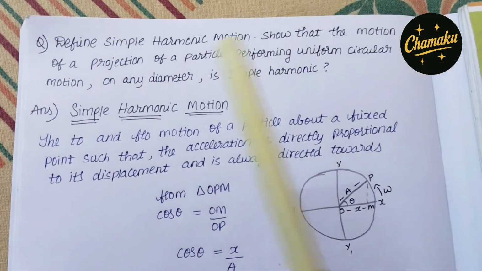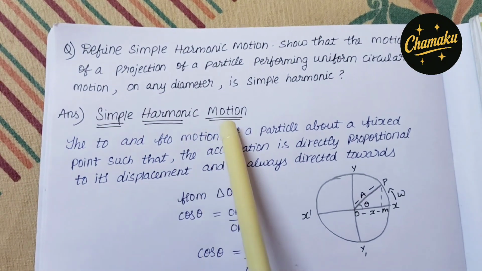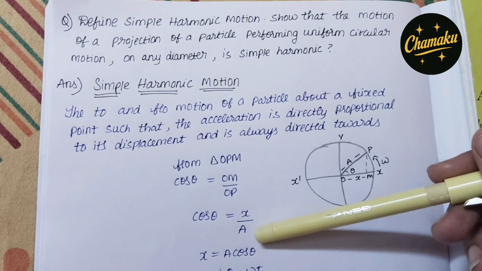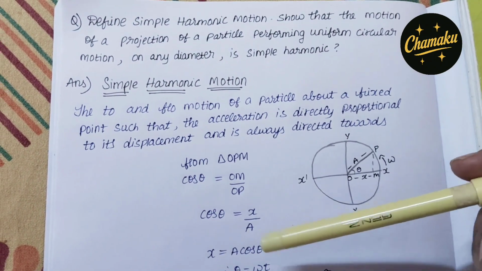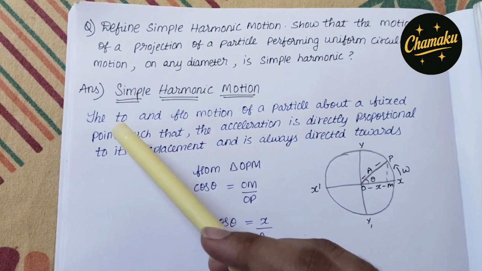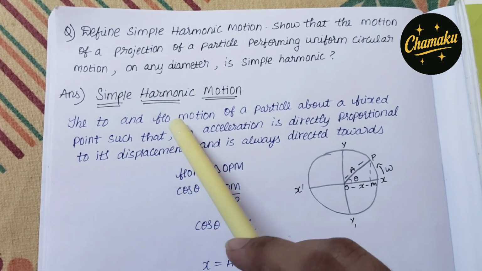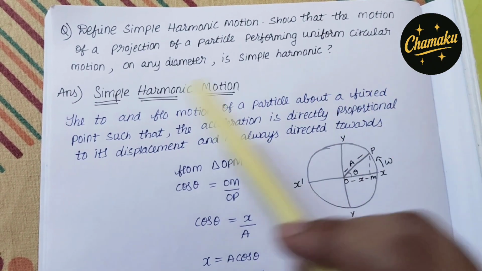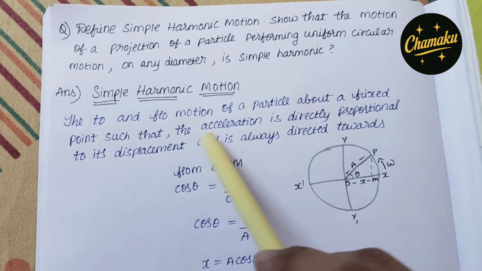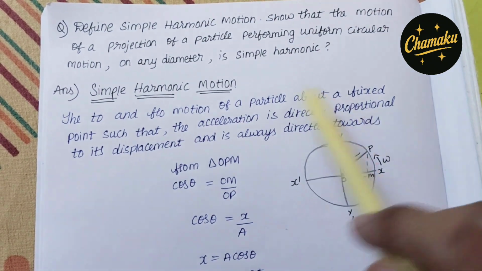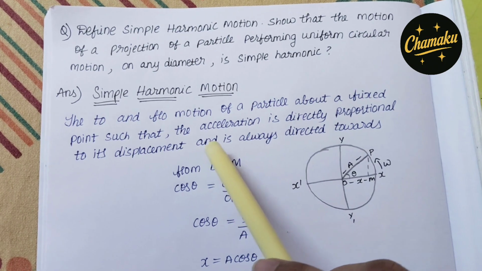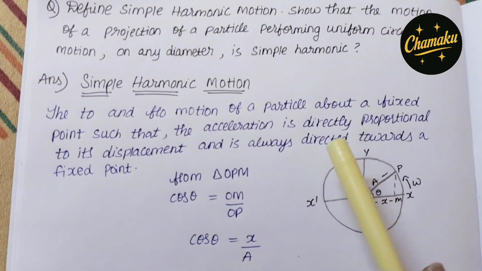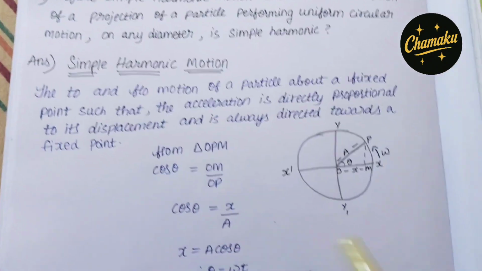So first we have to define what is simple harmonic motion, then we have to draw a diagram for it, then we have to write the equation. Okay, so first, what is simple harmonic motion? The to and fro motion of a particle about a fixed point such that the acceleration is directly proportional to its displacement and is always directed towards a fixed point.